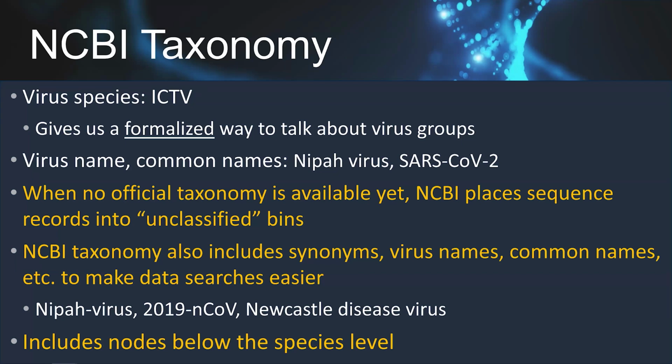NCBI taxonomy also includes synonyms, virus names. I think it includes common misspellings. Common names of the viruses, all of this to support making data search easier. And then all of that official taxonomy plus the accoutrement of taxonomy, they get included in NCBI Virus. So you can use any of those terms when you're searching for sequences. And it makes it easier when you're maybe still trying to learn the new binomial names of species as they're emerging. It also includes nodes below the species level.